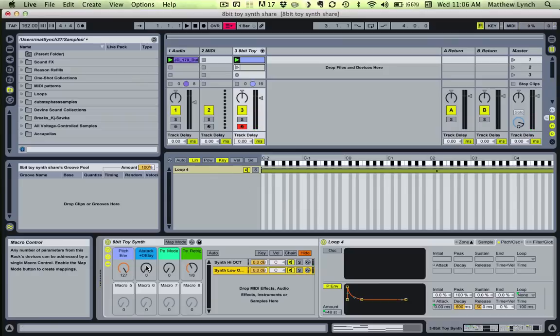The next macro does a couple things. It moves up the attack phase of the pitch envelope, making it occur more slowly, and it also increases the volume of the filter delay device that is on both the high and the low synth. Let's hear what that sounds like.